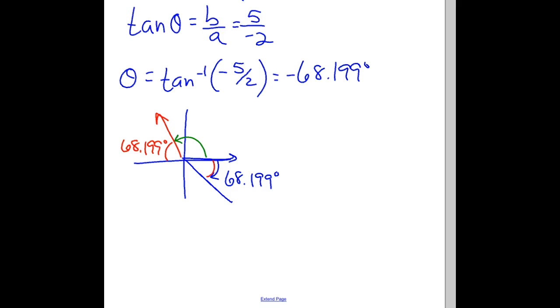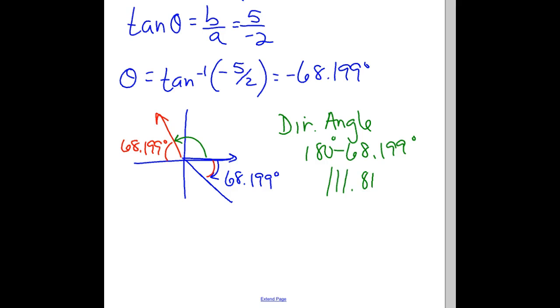Okay, from the positive x-axis, how far do we turn in a positive direction to get to our vector? So what are we going to have to do to find the green one? Which gives us what? 0.801. Okay, so the magnitude of our vector is the square root of 29, and its direction is an angle of 111.8 degrees. We okay with that?